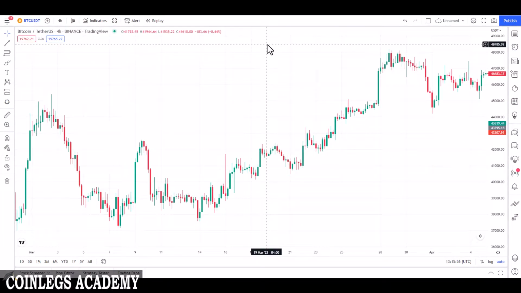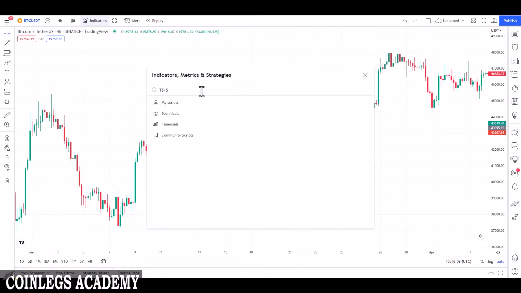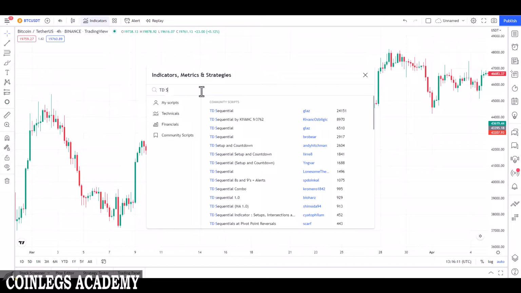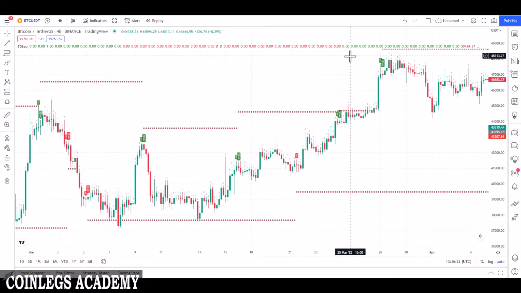If you open TradingView, click the Indicators button and write Td Sequential, you can see many of them. In this video, we will use the version of Kıvanç Özbilgiç. We recommend you to use that. You can open it simply by clicking. Now let's take a closer look at the indicator.